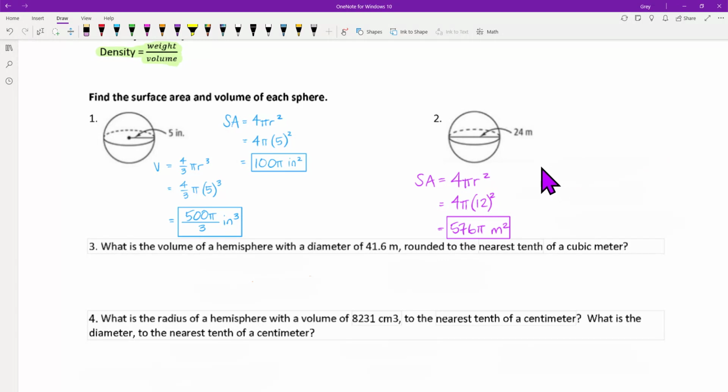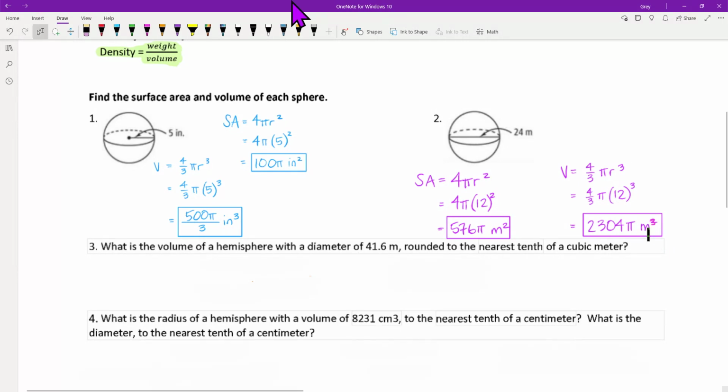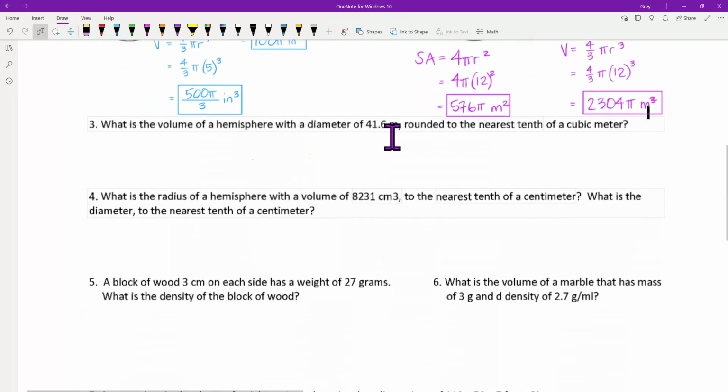Volume of this sphere is 4/3 pi r cubed. My radius again is 12, so I'm going to plug that into my formula and punch that in, 2,304 pi. Oh, look at that. That should not be squared. That should be cubed. All volume is cubed. All area is squared. Okay, got that one right. All right, let's look at the next one.